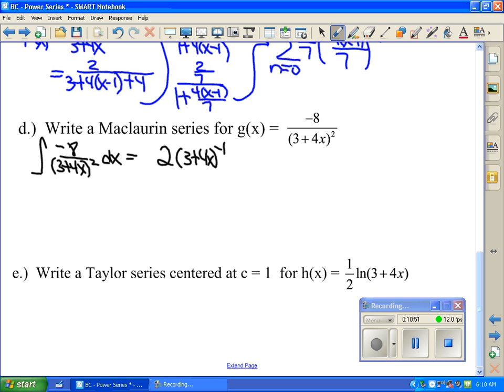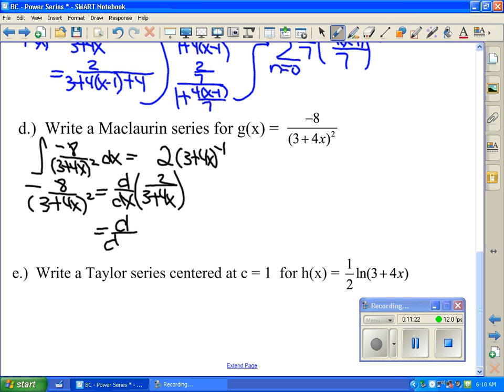So notice, and I did that on purpose, that's the same power series I worked with just a bit earlier. If the integral of negative 8 over (3 plus 4x) squared is equal to 2 over 3 plus 4x, then to work it the other way, negative 8 over (3 plus 4x) quantity squared must be the derivative of 2 over 3 plus 4x. And I found the Maclaurin series for 2 over 3 plus 4x. That was the series n equals 0 to infinity, 2/3 times negative 4x over 3 to the nth power.